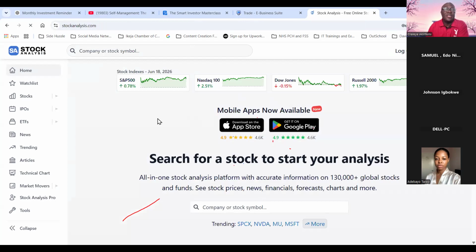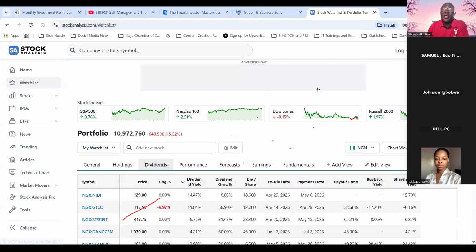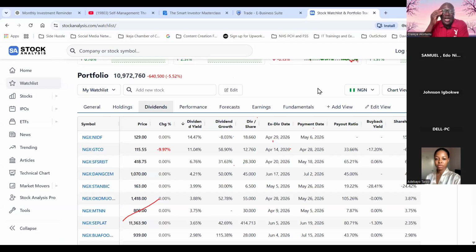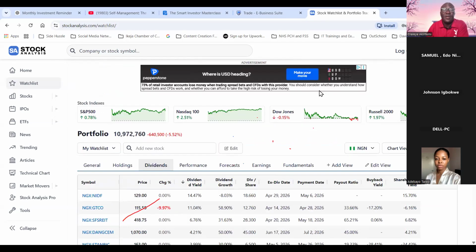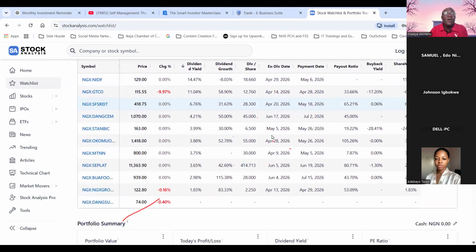Okay, can you see Stock Analysis on my screen? Hello? Yes, sir. Can you see Stock Analysis? Very well, sir. Yes, sir, we can see. Okay, can you see my portfolio in Stock Analysis? Yes, sir. Okay.